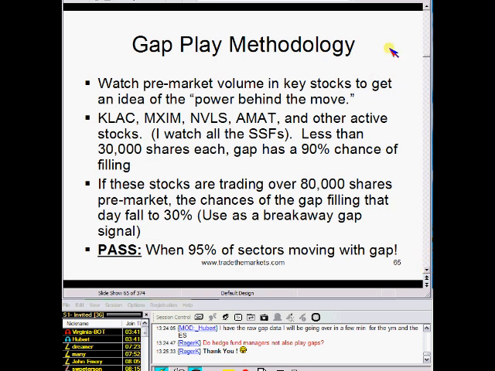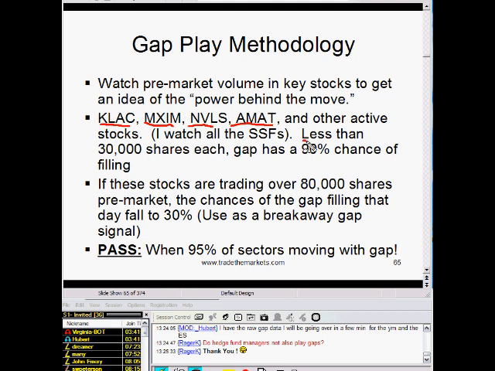All right. So what are some of the key methods here for the gap? What we want to do is watch pre-market volume in a set of key stocks to get an idea of the power behind the move. My four favorites that I like to watch, even though these are not Dow stocks, are KLAC, Maxim, Novellus, and Applied Materials. You can see these four right here. Around 9:25 Eastern, before the market opens, I check these stocks and see how much volume has traded pre-market.